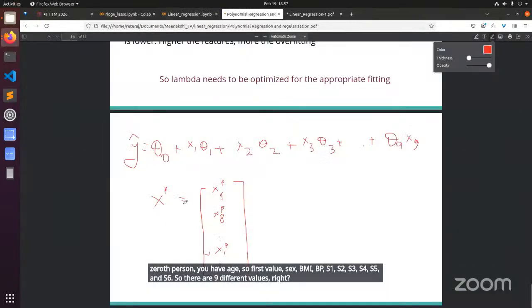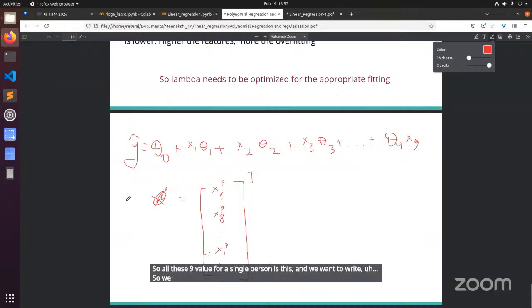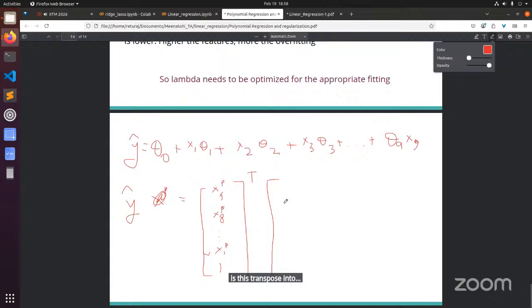So all these 9 values for a single person form this vector, and we want to write y prediction as this transpose times theta. So this big theta bar contains theta 9, theta 8 and similarly till theta 0. And you can see that the y prediction is a linear equation. Everyone is okay with this part?